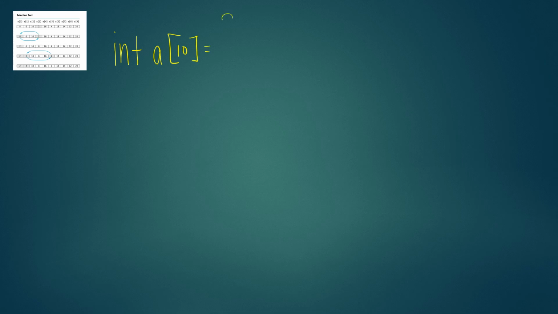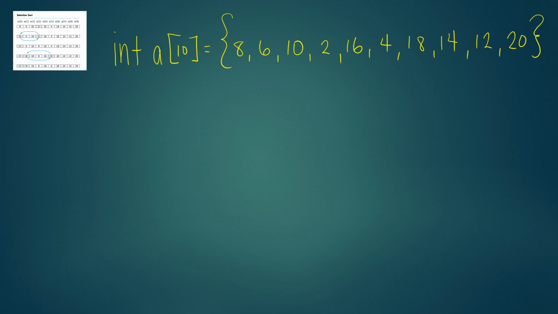And we're just going to assume it's been initialized with all of these values: 8, 6, 10, 2, 16, 4, 18, 14, 12, and 20. So this is an array.